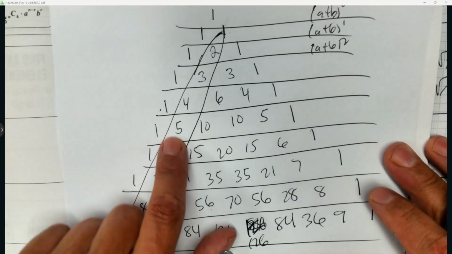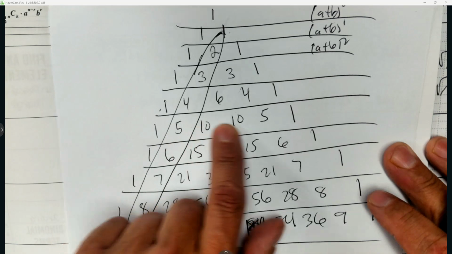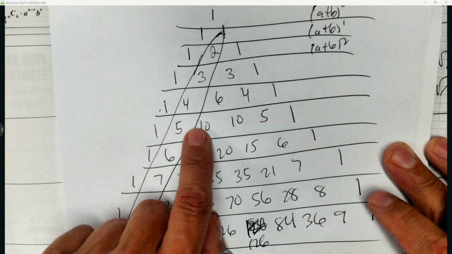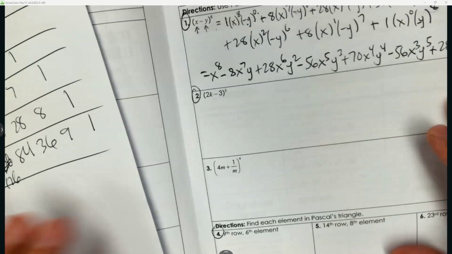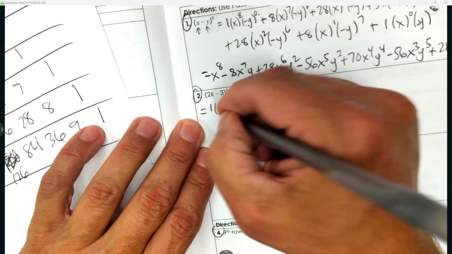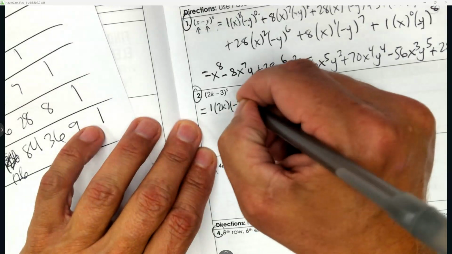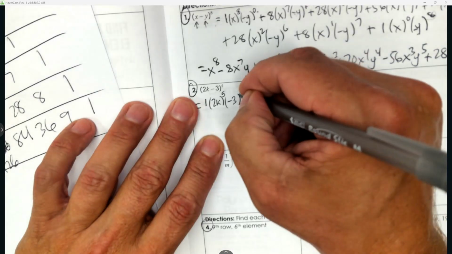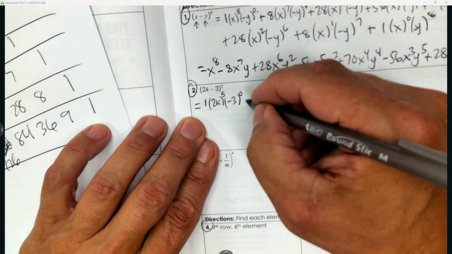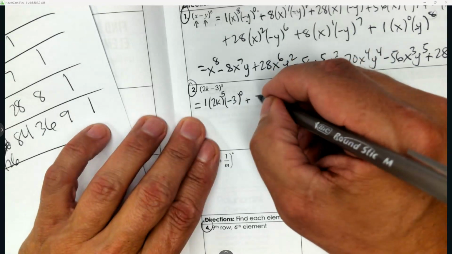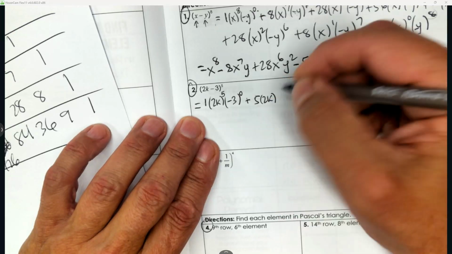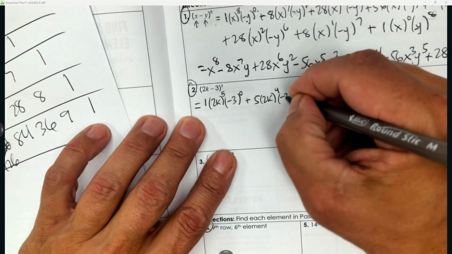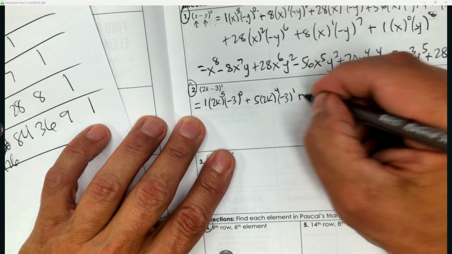In Pascal's triangle, we're looking for the row where the second number is 5. So this is the row we're going to use. This tells me the number to start with, and then we follow the pattern. I'm going to start with 1, and then I have 2k and negative 3. This one starts with the largest exponent and the smallest one, and then we build the pattern from there. So after 1 is 5, that's 2k to the 4, and negative 3 to the 1.